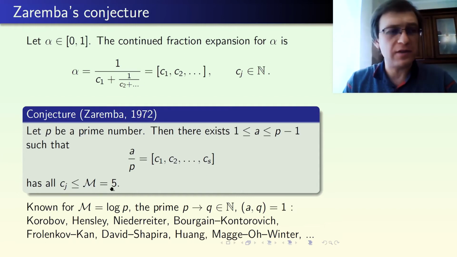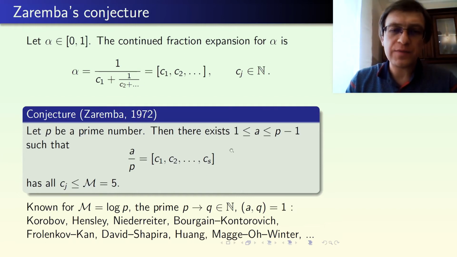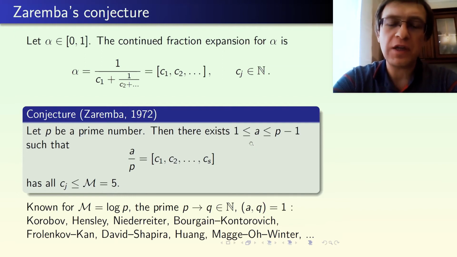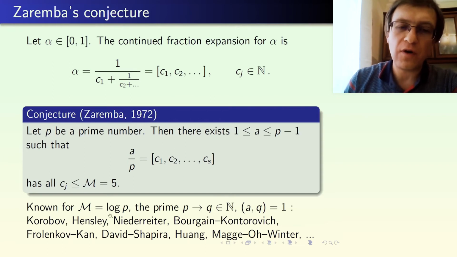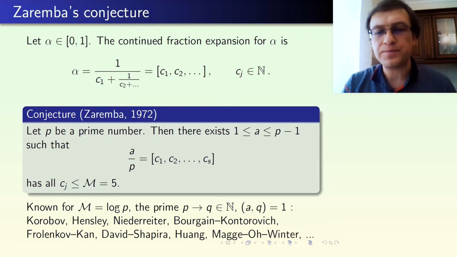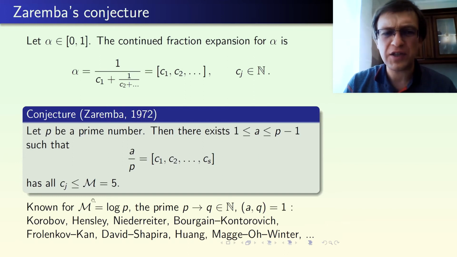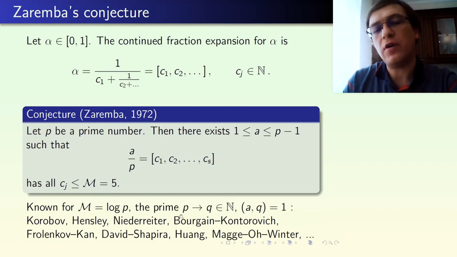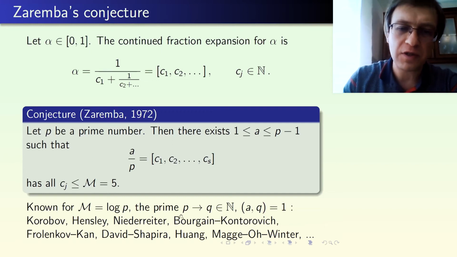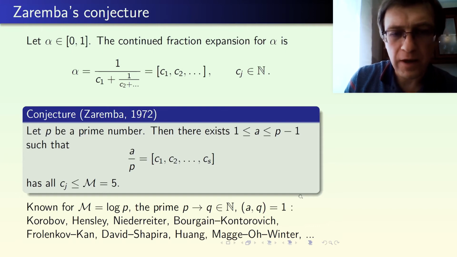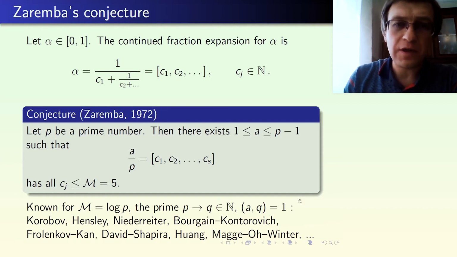Okay, so it's a strange looking conjecture. It's not expected to be true for log of p instead of m, where m tends to infinity. It's known for composite q and so on and so forth. There are a lot of mathematicians who have made a contribution in this area.